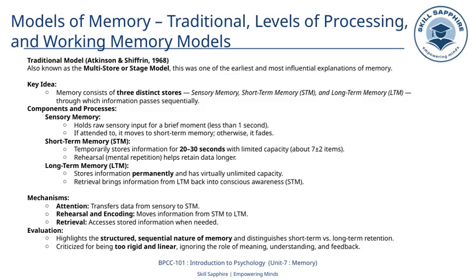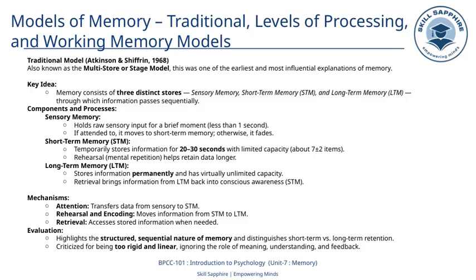The key idea here is that memory consists of 3 separate stores: sensory memory, short-term memory, and long-term memory. Information flows through these stores in a specific order, one after the other. Starting with sensory memory, this is where raw sensory input is briefly held, less than a second. If we pay attention to this input, it moves into short-term memory. If we don't, it quickly fades away.